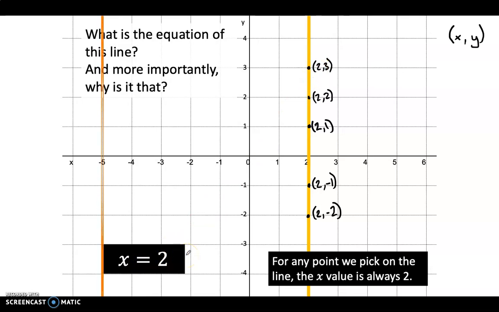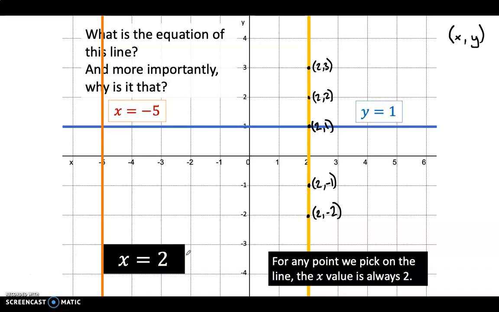What about this line over here? Think about it. It's vertical as well. What number does it go through on the x-axis? Well, it goes through x equals -5, and that's going to be that line there. And then what about this line here? This one is now horizontal. So instead of x, what do you think it will be? If you said y equals 1, you're spot on correct.